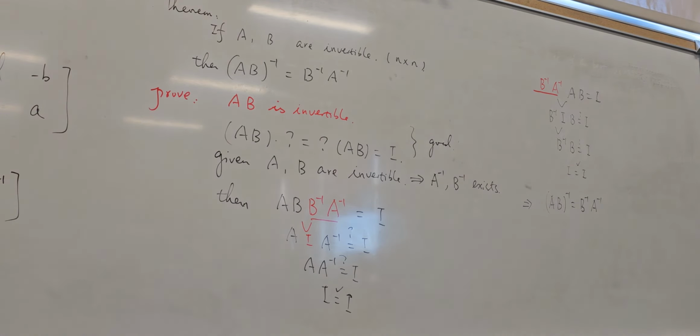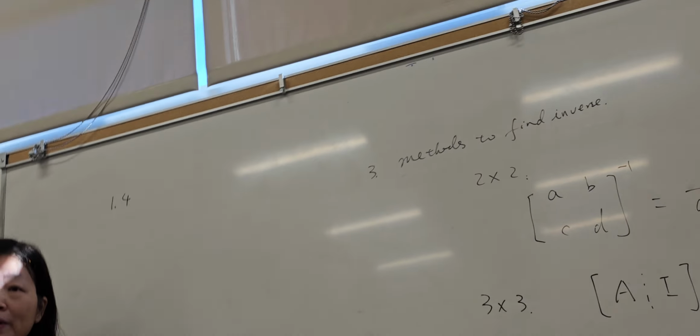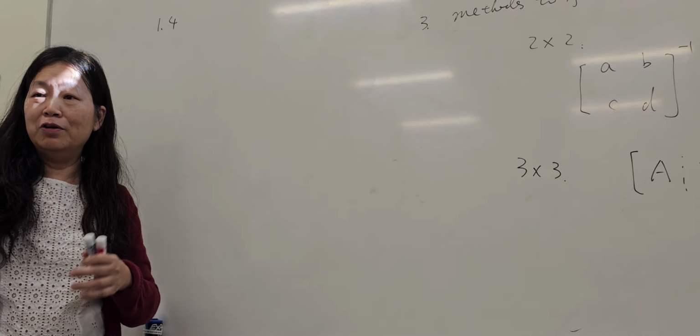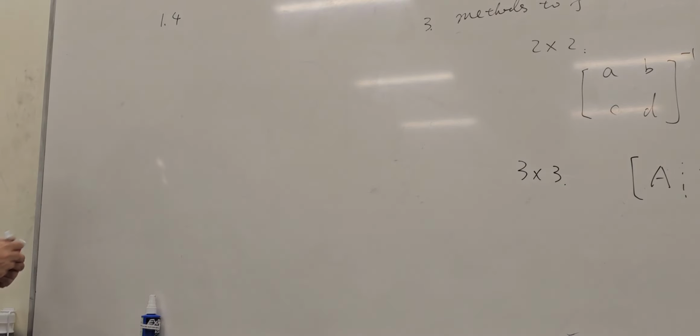The last thing we're going to do is a few properties for inverse, okay? Now, I know the book has a lot of theorems for you guys, so I basically summarized for you so that way you don't have to look at all different theorems, okay?